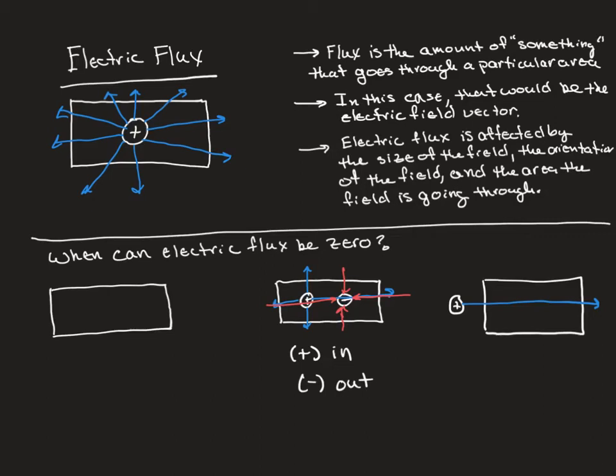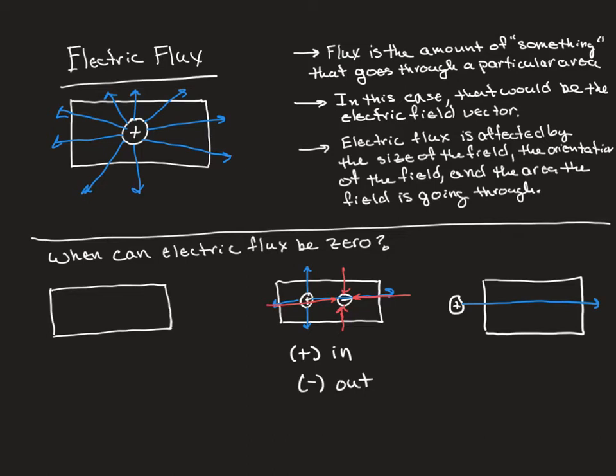In this video, we are going to discuss electric flux. Now, flux in general is defined as the amount of something that goes through a particular area. So, in this case, it would be the amount of electric field strength, or you can think of it in terms of the electric field vector.